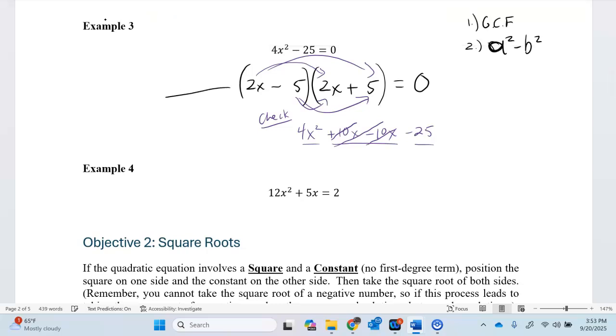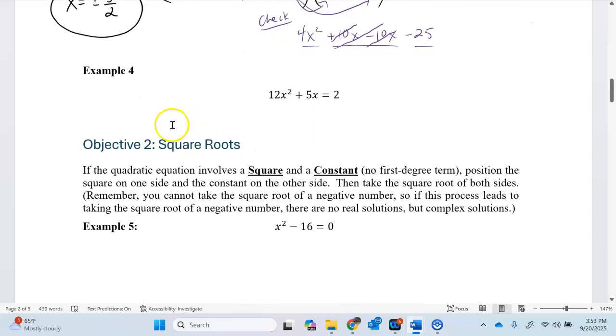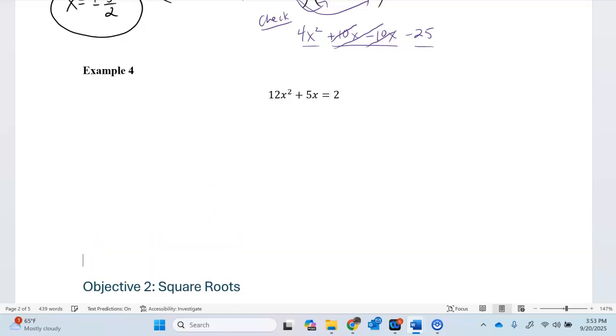Now the solution piece, and I'll skip a step here. Set each of these to 0, and you should get these two answers. 5 halves, one's positive, one's negative. All right. Now for my more complicated type, it's my AC method. All right, so let's walk through this one.